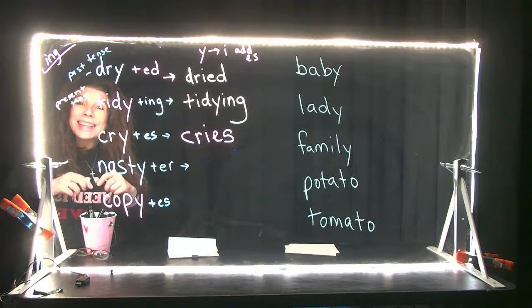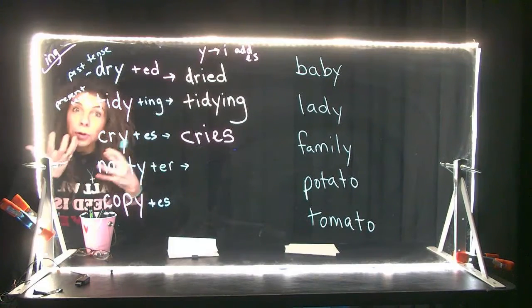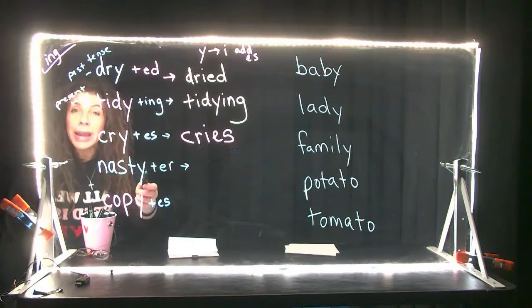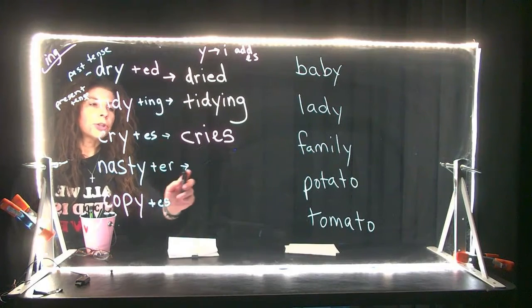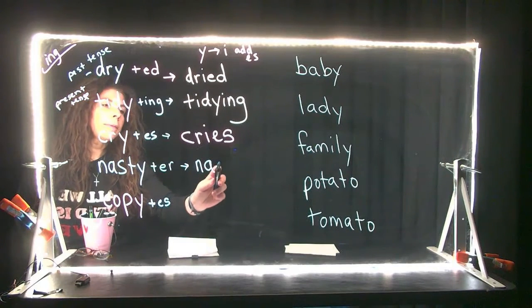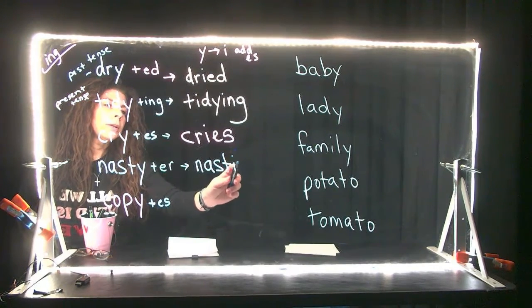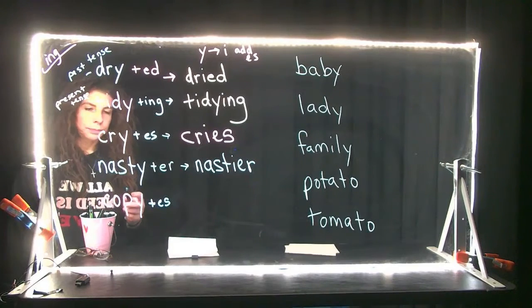If something is nastier, right, it's worse. You're comparing two things. You change that Y to an I, and you add the ER.